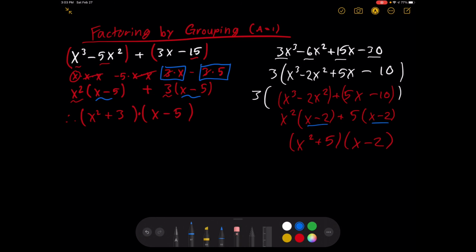So the next step, you just take what's on the left outside the parentheses and what's on the left outside the parentheses on the next one. So x squared plus 5, and then x minus 2. And that's all you've got to do for that problem.